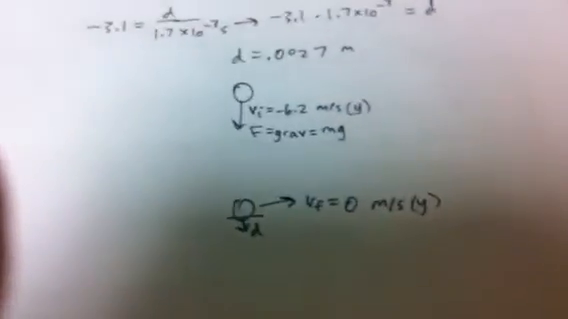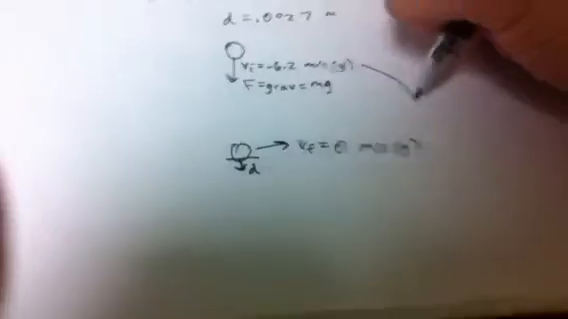So that's your little diagram. Then we take the average velocity of these two and use the time given, which is t equals 1.7 times 10 to the negative 3rd seconds, to find this d value right here. I think that's about it.